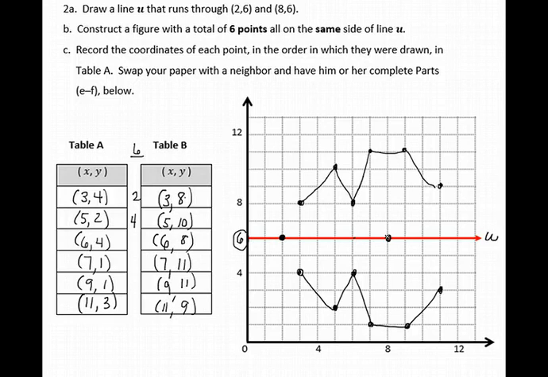2 is 4 away from 6. 10 is 4 away from 6. 4 is 2 away from 6. 8 is 2 away from 6. 1 is 5 units away from 6. 11 is 5 units away from 6. Same for the next one. And my final point, 3, is 3 units away from 6. 9 is 3 units away from 6. So that pattern holds true as well. And that proves that my picture is symmetrical.